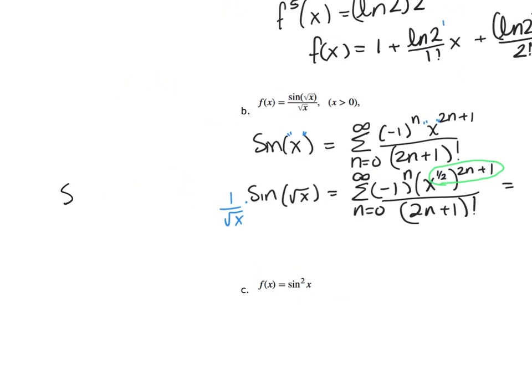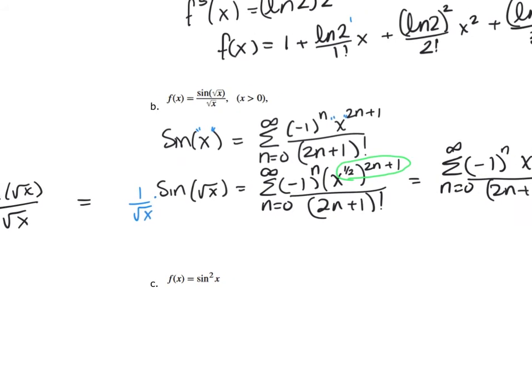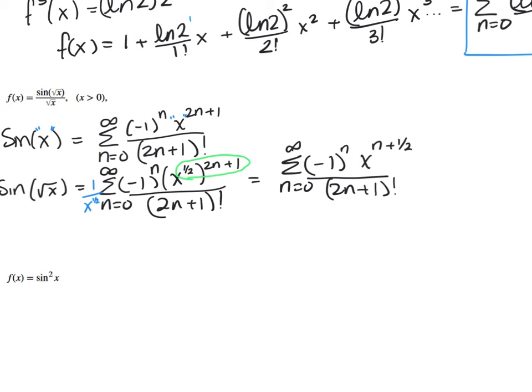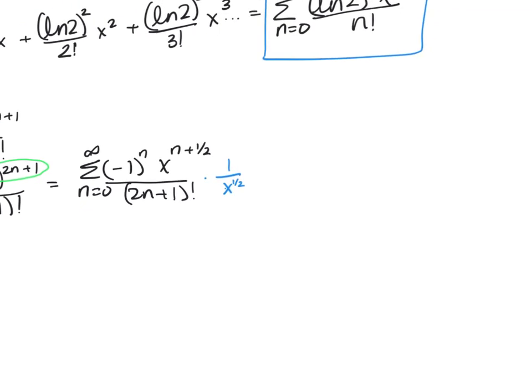So the sine of the square root of x divided by the square root of x is the same thing as 1 over the square root of x multiplied by the sine of x. So that means that this is the same thing as 1 over x raised to the 1/2 as a multiplier, which means that this is the same thing as bringing that x in, x raised to the negative 1/2. Now I'm going to use my power to power, or my rules of exponents.